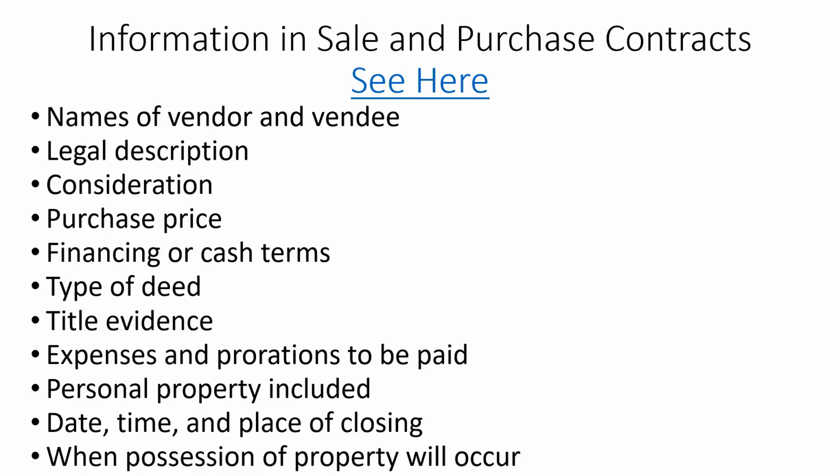And you'll have the name of the seller and the buyer, the vendor and the vendee, legal description and consideration and purchase price, and also financing or cash terms, what the buyer is prepared to do with regards to financing, and the type of deed that they're expecting. And we want to see some title evidence to make sure that the title is free and clear. And then the expenses and prorations that have to be paid.